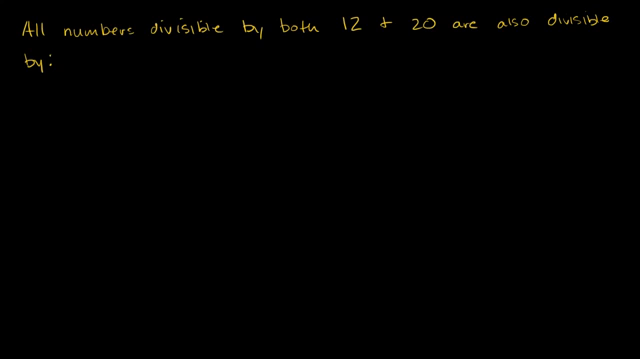prime factors. So let's take their prime factorization. The prime factorization of 12. Let's see, 12 is 2 times 6. 6 isn't prime yet, so 6 is 2 times 3. So that is prime. So any number divisible by 12 needs to be divisible by 2 times 2 times 3. So its prime factorization needs to have a 2 times a 2 times a 3 in it. Any number that's divisible by 12.